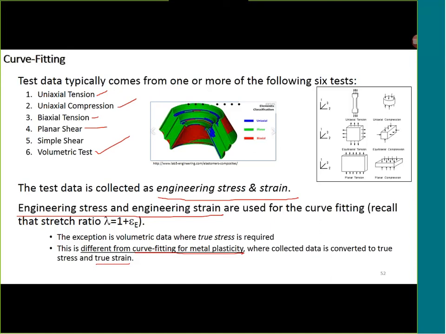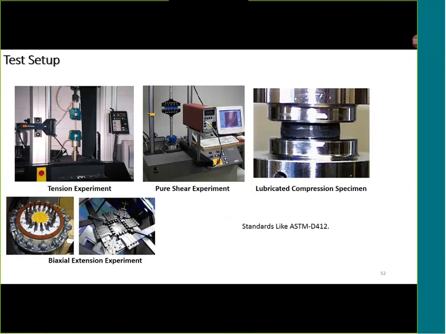So typically, to characterize the complete behavior of the material, we need these 6 different tests to be conducted. We need a stress strain curve under tension, under compression, under biaxial, under planar tension, and so on. Now let us look at them one by one.